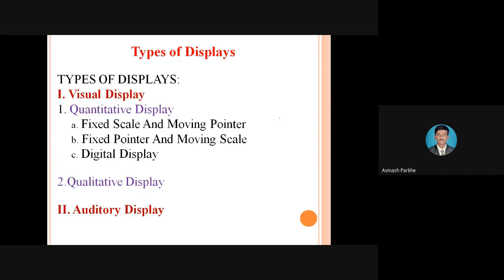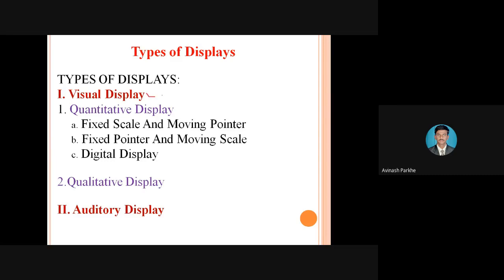Maybe some unskilled operators are there, some skilled operators are there. But if I have to represent all the information on a time-to-time basis, all such types of information can be represented by using different types of displays. Therefore, the displays are basically divided into two types.